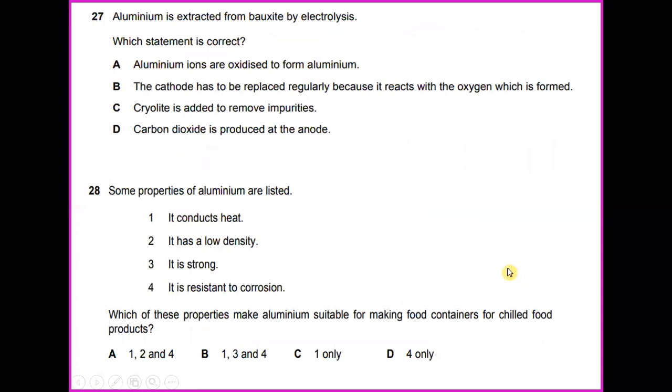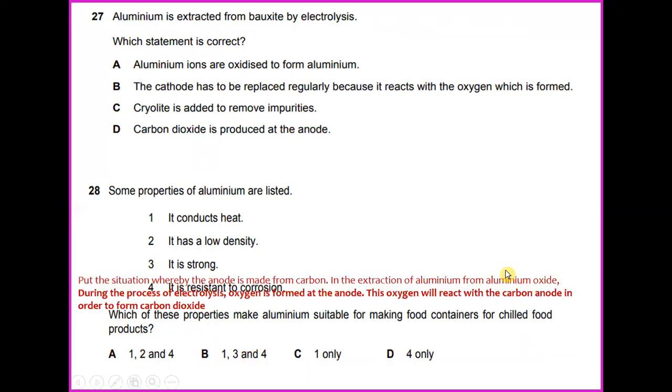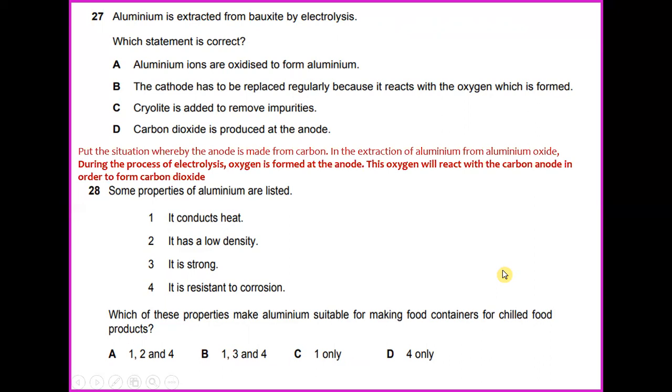Aluminium is extracted from bauxite by electrolysis. Which statement is correct, given that the anode is made from carbon? In the extraction of aluminium from aluminium oxide, during electrolysis, oxygen is formed at the anode, and this oxygen will react with the carbon anode to form carbon dioxide. So the answer will be carbon dioxide is produced at the anode.